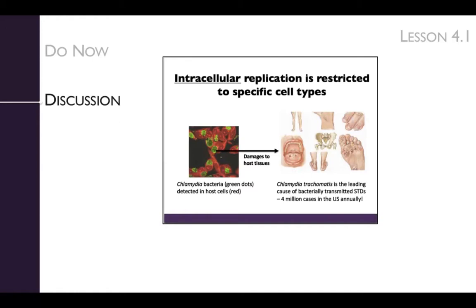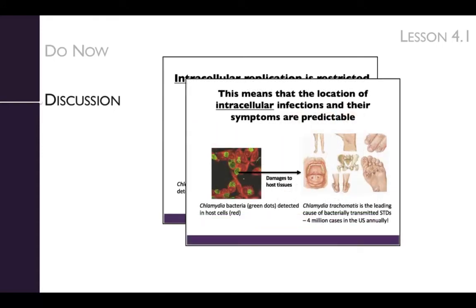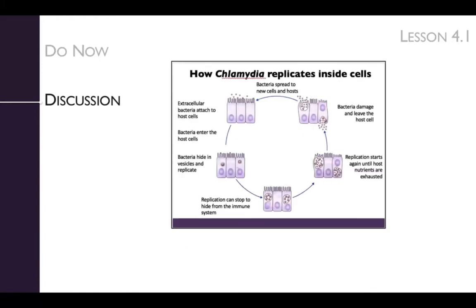Chlamydia is an example of an intracellular pathogen that has a restricted host cell type that it survives in. This means that the location of intracellular infections and their symptoms are often predictable. Chlamydia grows in the epithelial cells of the mucous membranes of the eyes and genitals.